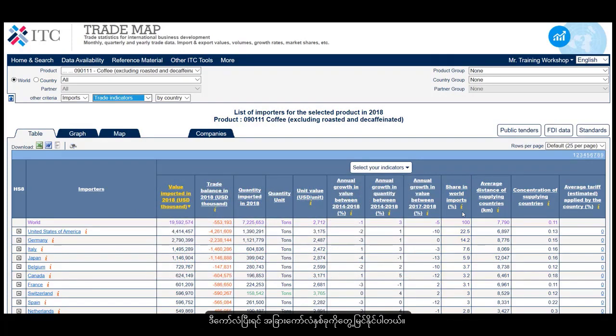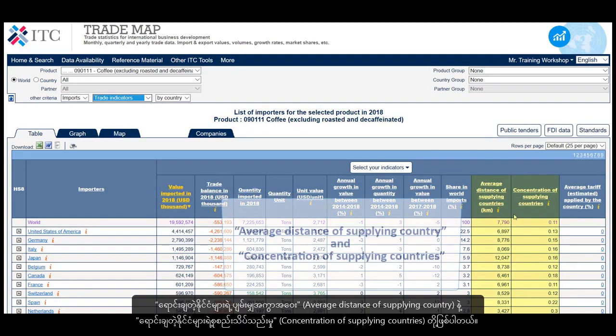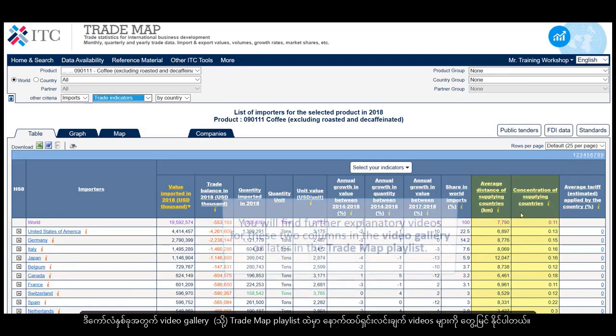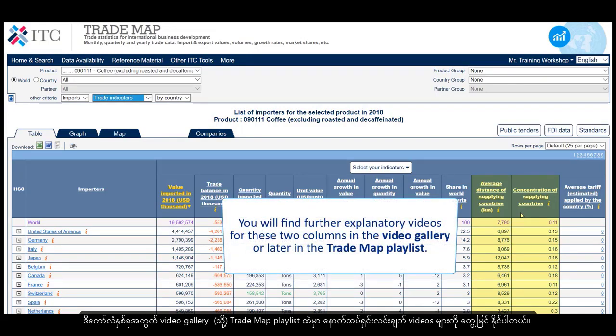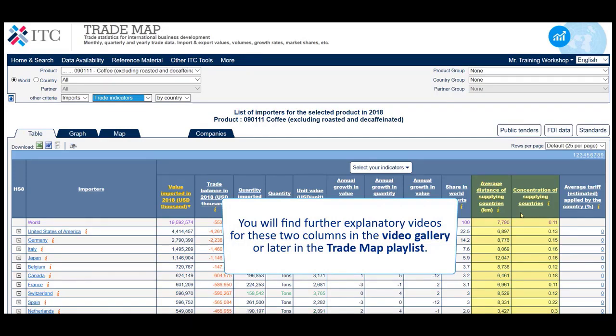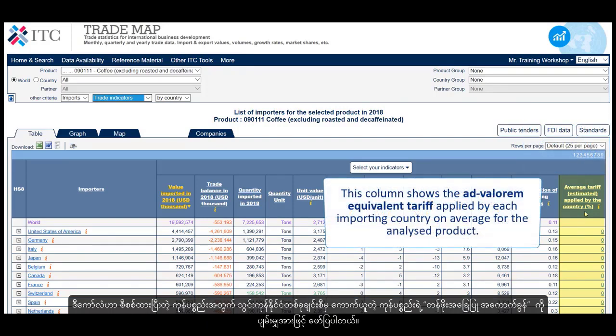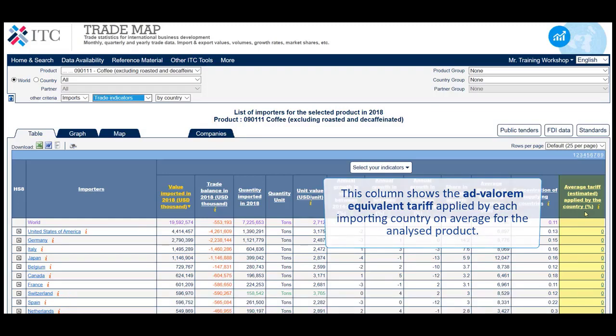This column is followed by 2 other columns: average distance of supplying country and concentration of supplying countries. You will find further explanatory videos for these two columns in the video gallery or later in the TradeMap playlist. The last column and final section indicates the level of tariffs applied by the country. This column shows the ad valorem equivalent tariff applied by each importing country on average for the analyzed product.